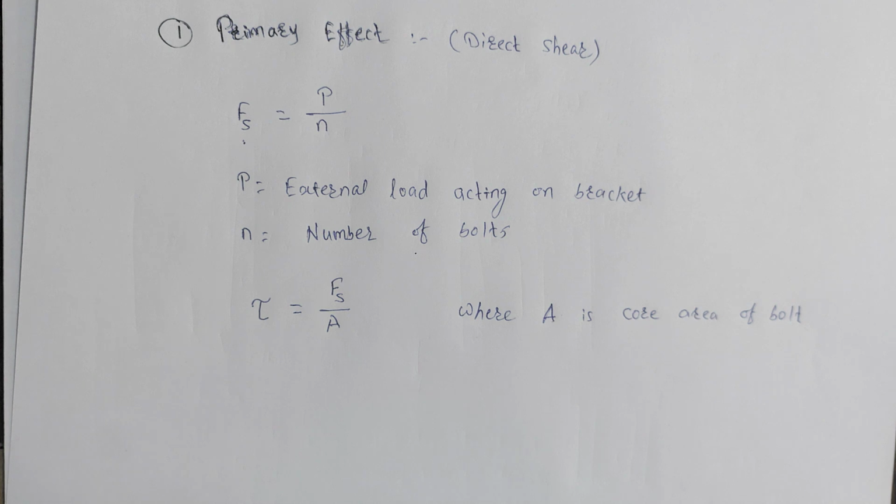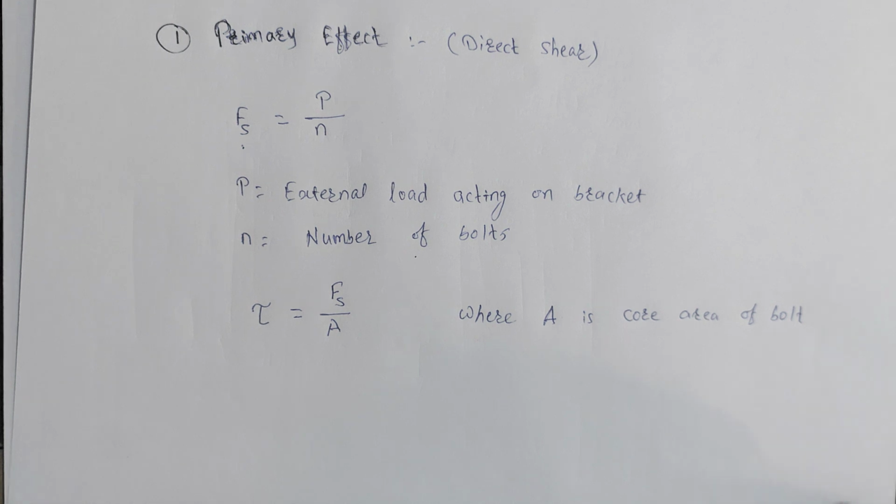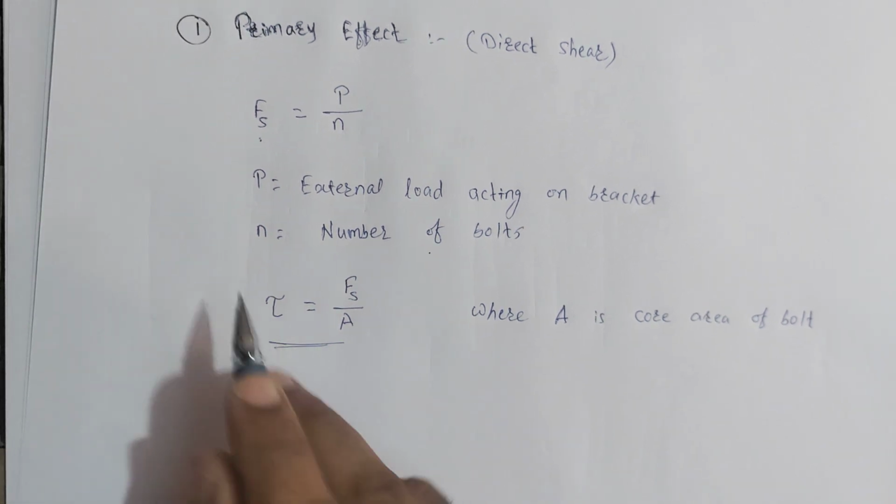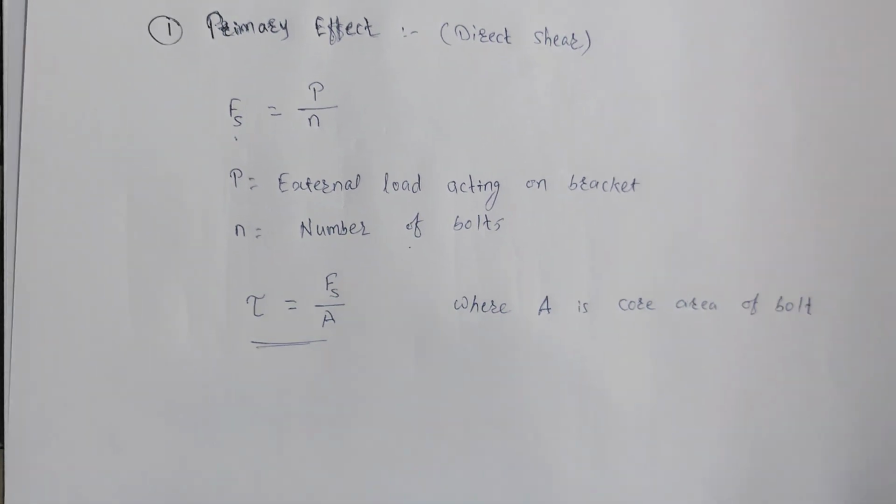Normally there are two types of area. One is core area, second is nominal area, and for design purposes we always consider the core area and the core diameter of the bolt. So this formula we get from the primary effect. Now we'll see the secondary effect.